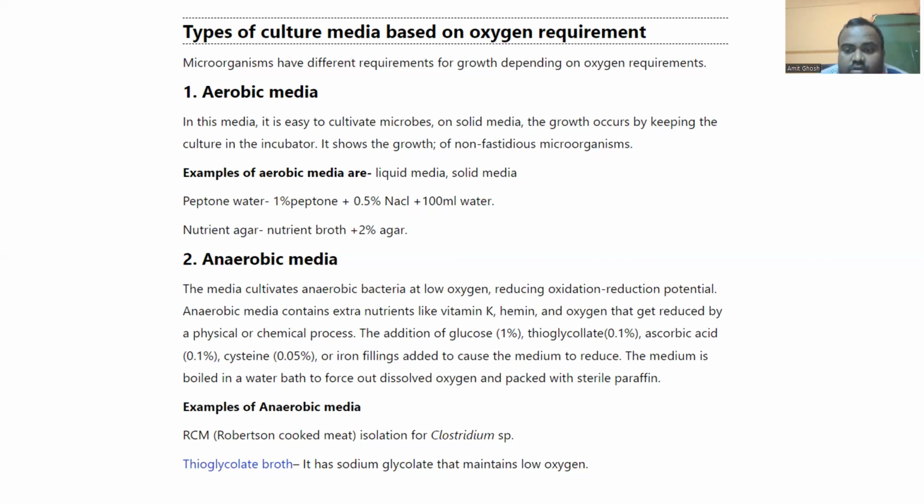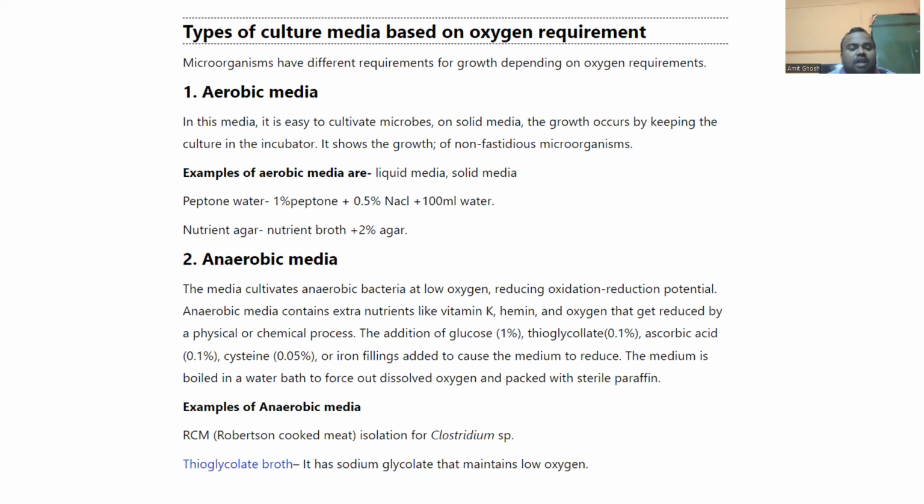So, reducing the oxygen reduction potential. Anaerobic media contain extra nutrients like vitamin K and hemin, and the oxygen gets reduced by physical or chemical processes. Glucose, thioglycolate, ascorbic acid, cysteine, or iron filings are added to reduce the media. The medium is boiled in a water bath to force out dissolved oxygen and packed with sterile paraffin. So here is the difference between aerobic and anaerobic media.